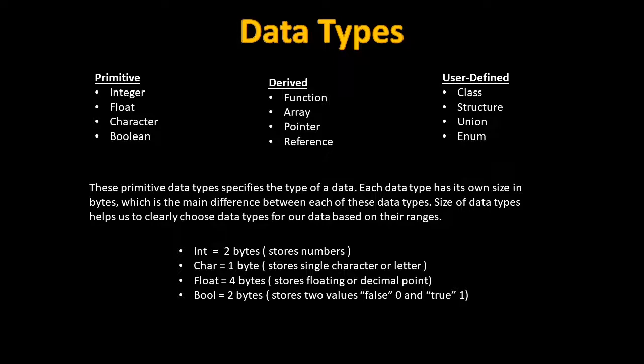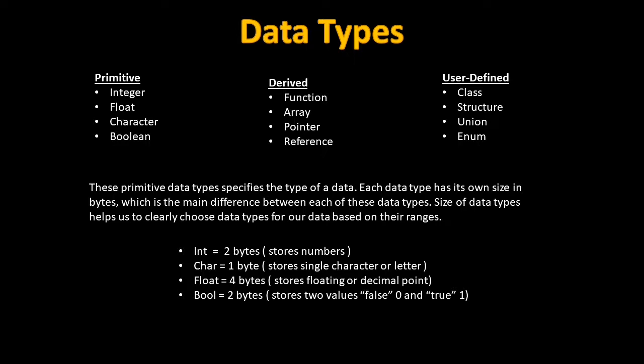In this video, we will study the data types in C++. So C++ gives us a bunch of data types like primitive data types, derived data types, and user-defined data types. So for now, let's focus on primitive data types, which are integer, float, character, boolean, etc. And these are the four basic ones.